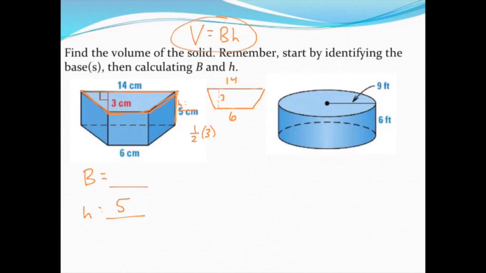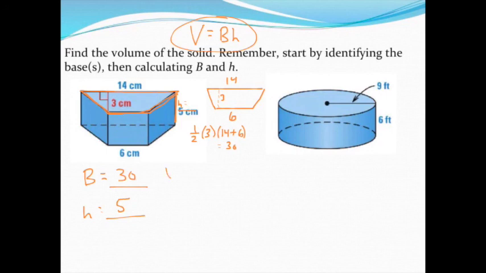1/2 times the height of the trapezoid times the sum of the two bases. Well, the bases of the trapezoid are 14 and 6. So doing that calculation gets me a base area of 30, 30 centimeters squared. So I have the two numbers I need.